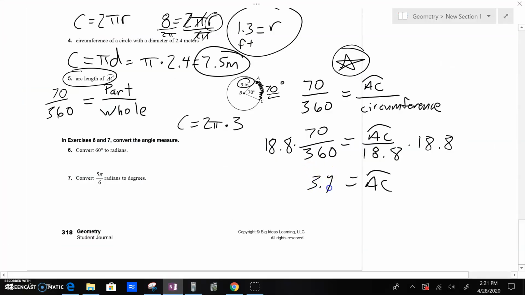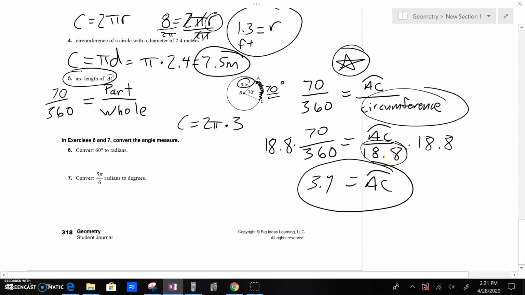So there's 3.7. And 3.7 should make some sense in terms of what we're trying to find. The entire distance around the outside, the circumference, the whole thing was 18.8. We're just doing a little piece of it, a 70-degree piece. That should then be smaller than the 18.8, which 3.7 obviously is. And the way you figure out how much of that smaller amount you're using is this idea of part divided by whole. So you ask, what is 70 over 360 as a part over a whole, and then compare that to the arc length over the circumference.